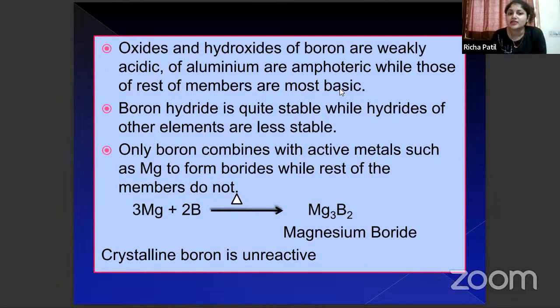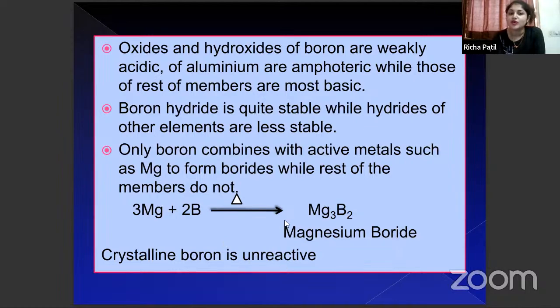Then boron hydride is quite stable, while hydrides of other members are less stable. Only boron combines with active metals such as Mg to form borides, while the rest of the members do not. So remember this reaction: only boron combines with active metals to give you borides. Mg plus 2B, when you heat, gives you Mg3B2, that is magnesium boride.